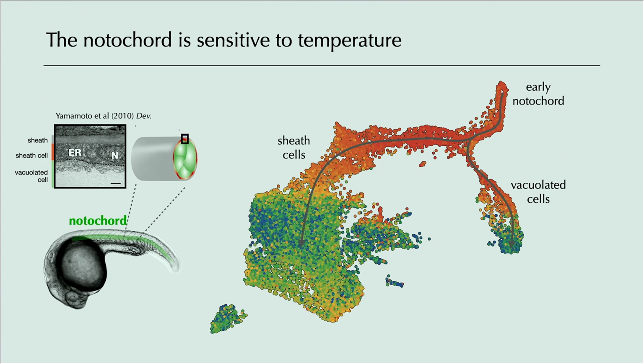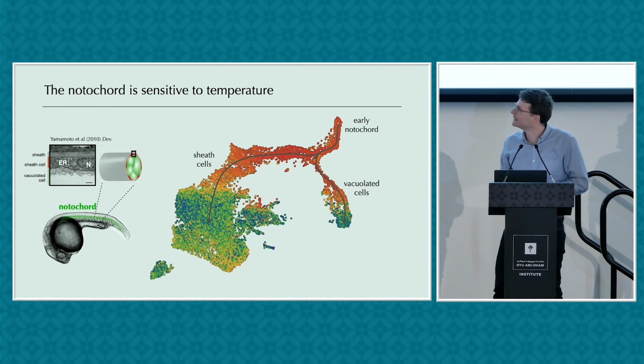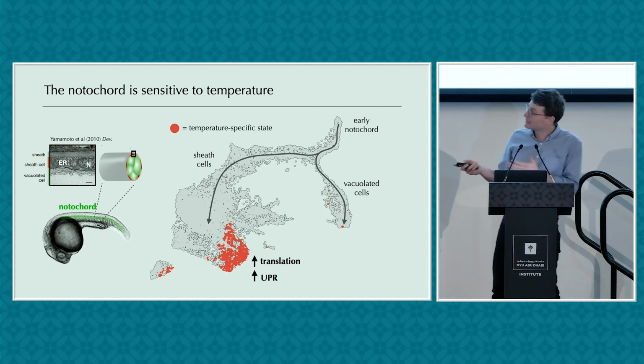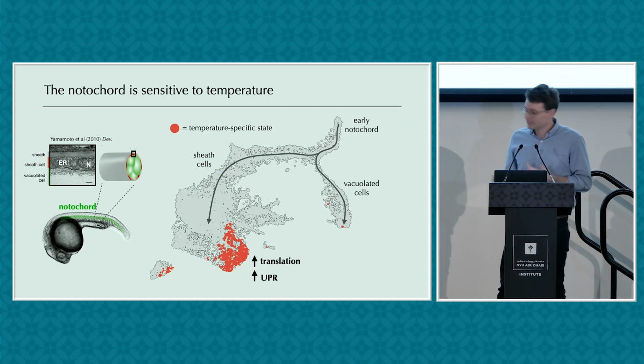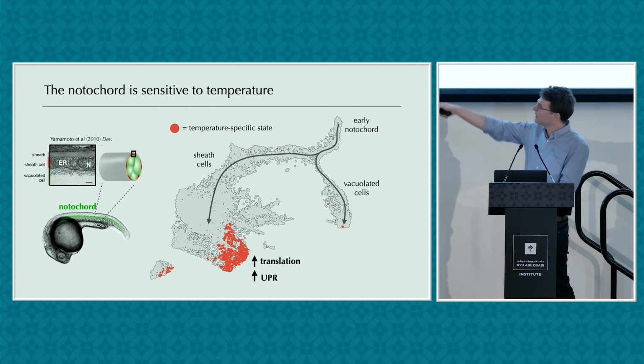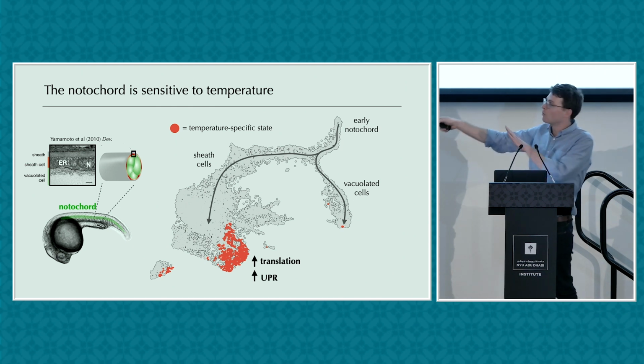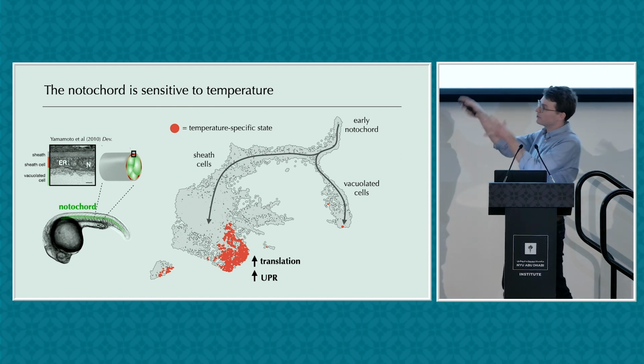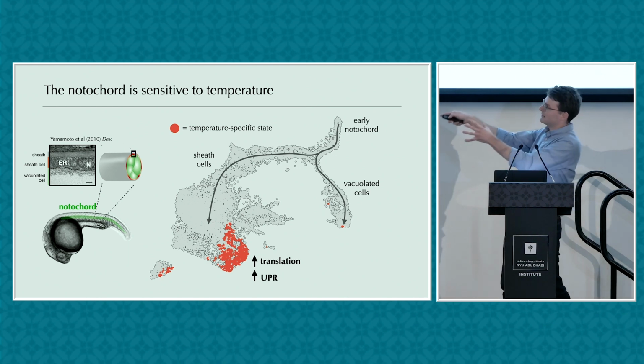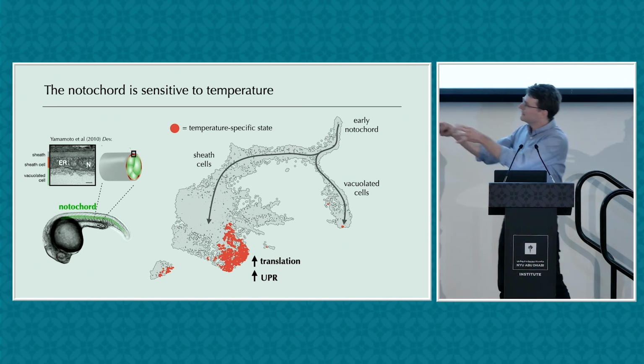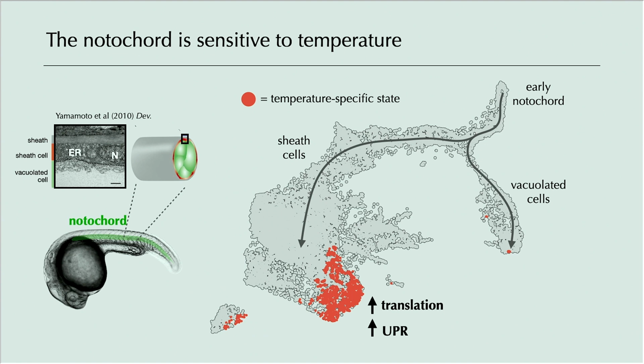I don't have time to explain this analysis fully, but we did some spatial statistics that would be more common in demography or political analysis to find areas of this map where these high temperature notochord cells were biased in their transcriptional state. And what we found was the biased area of the map was entirely among the sheath cells and not the vacuolated cells. So this tells us that this temperature sensitivity is probably coming from this cell type.